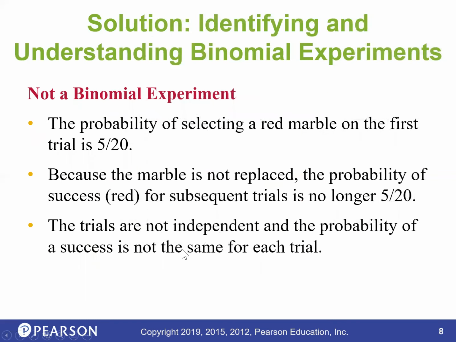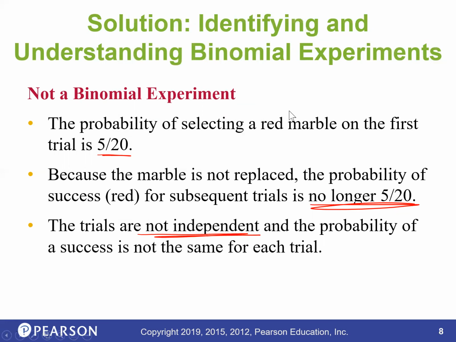Okay, so it failed because probably selecting the marble in the first round would have been 5 out of 20. But then because the marble gets placed on the table, it is no longer 5 out of 20. So therefore, the trials are not independent, and therefore this is not a binomial experiment. Okay, so we got the contrast there. Let's look at the formula now.